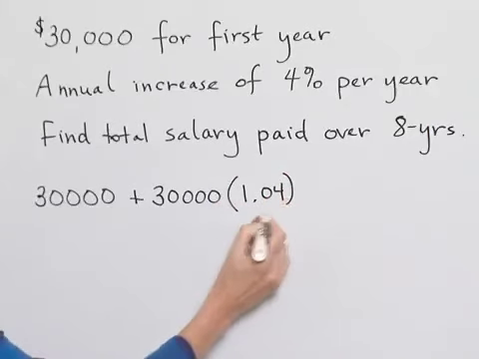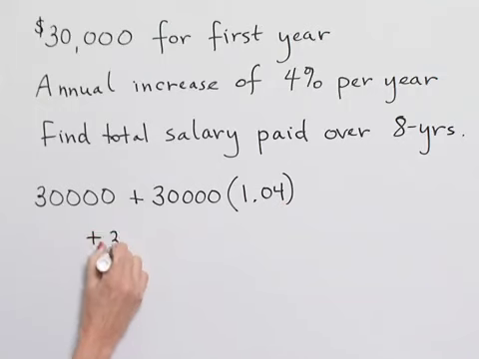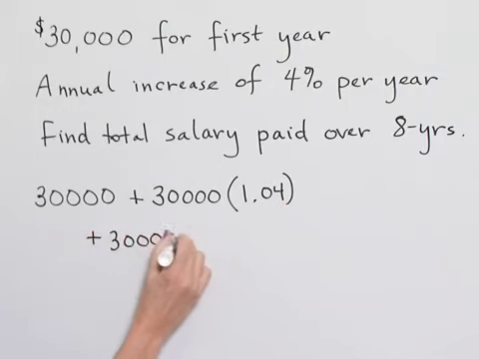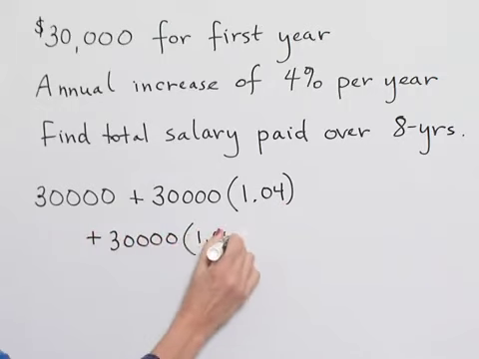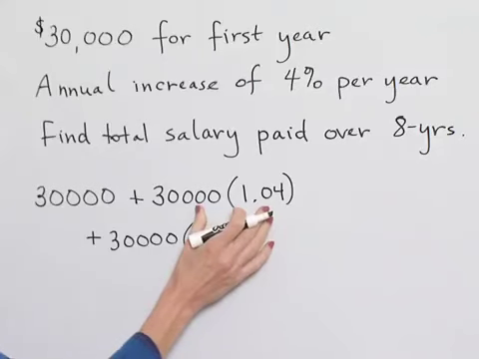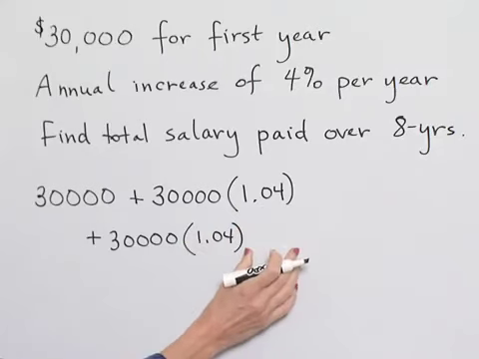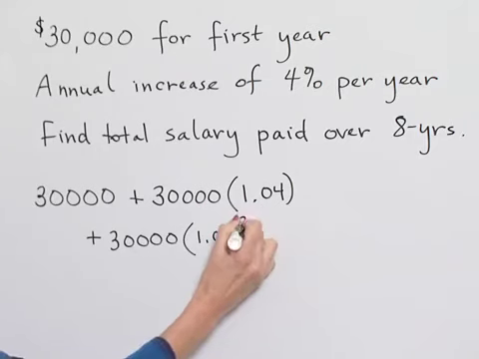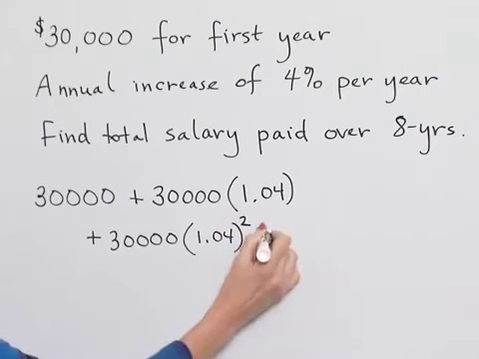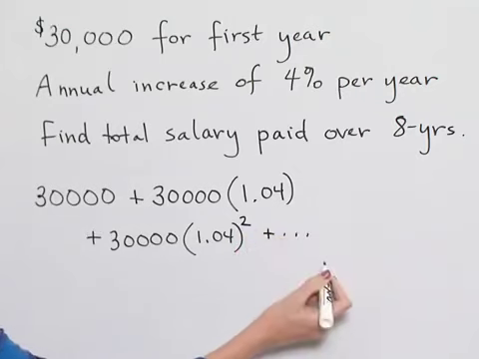In the next year, we're going to end up getting, again, the 30,000 times 1.04, which would be the amount we had during the second year, plus another 4%. Well, we'll multiply again by 1.04, and we can represent this by using a square. We're going to continue that into the 8th year.